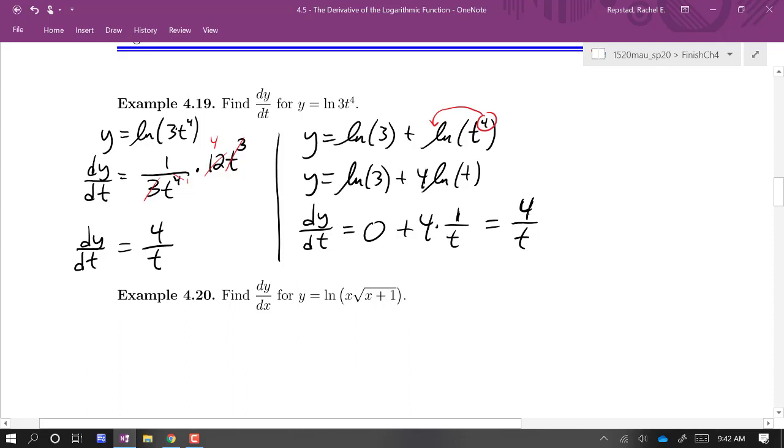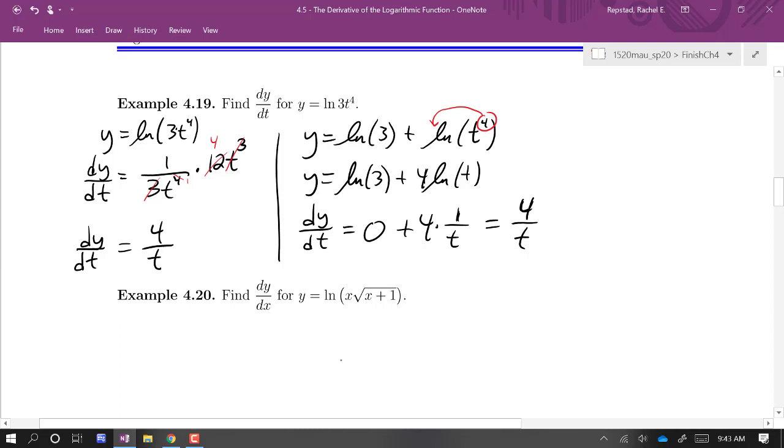Now, using these properties in this instance probably didn't make for less work, right? I mean, it was pretty simple to just start right off taking the derivative and just reduce the fraction. But they are equivalent to each other. Now, in the next example, we're going to see where it really is a lot easier to take advantage of these properties of logs. If we look at example 420, inside the log I have x times the square root of x plus 1.